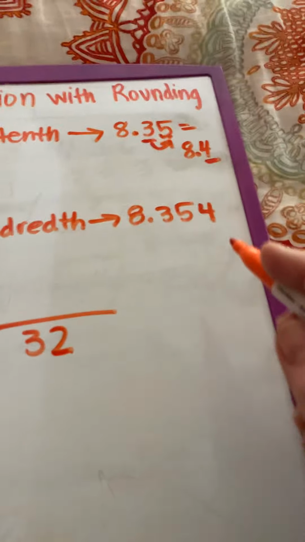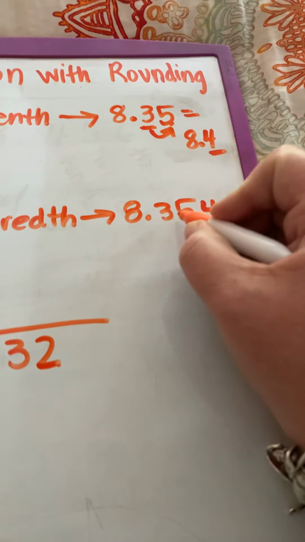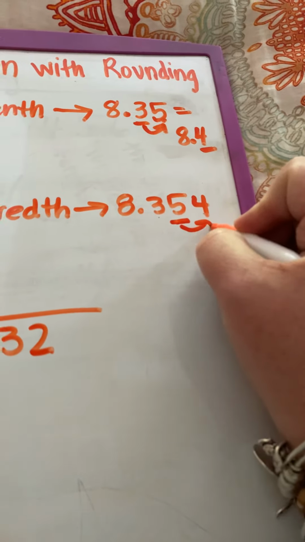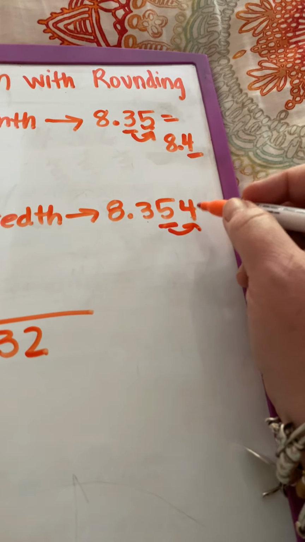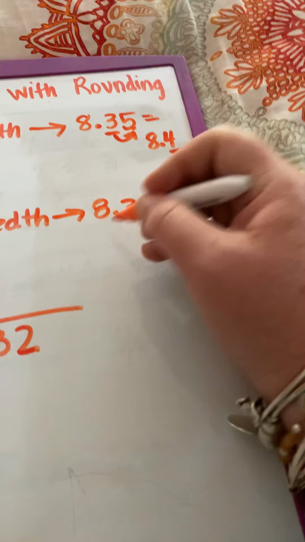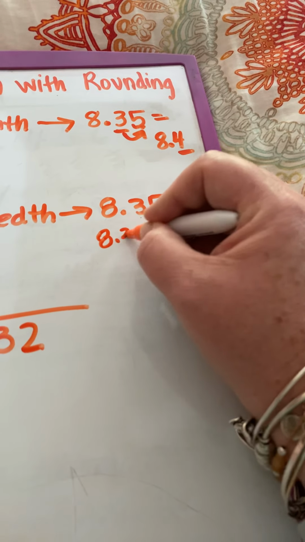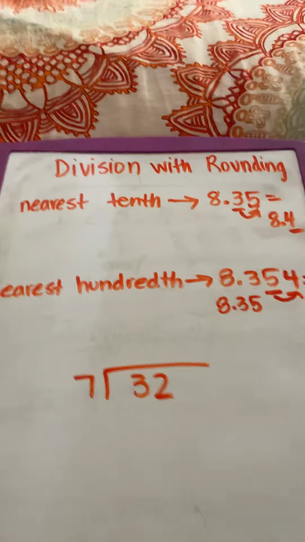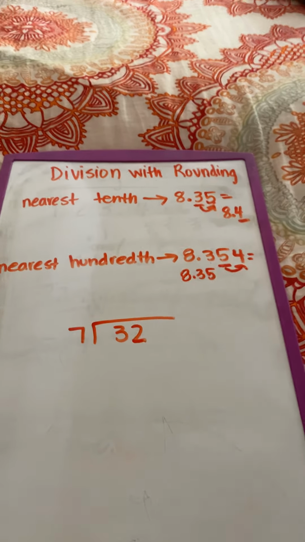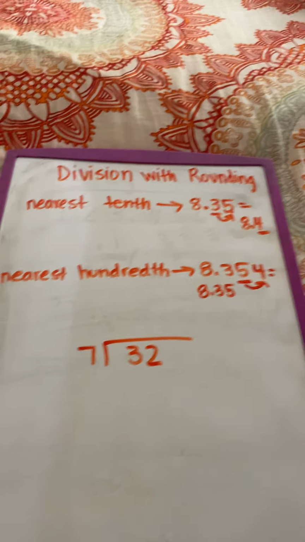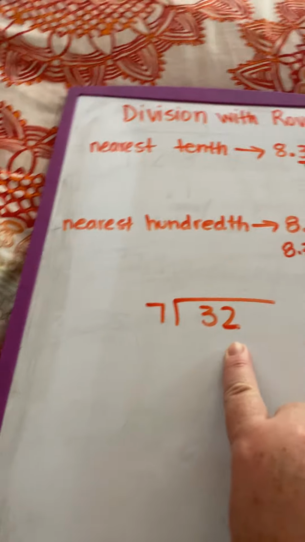So the nearest hundredth, you go to the hundredth spot, tenths, hundredths, underline it, look behind. Is this 5 or greater? No. So the answer would be 8 35 hundredths. Same thing. If it's asking you to the nearest tenth or the nearest hundredth, you have to round it to that spot. So I'm going to round this to the nearest tenth first, okay?